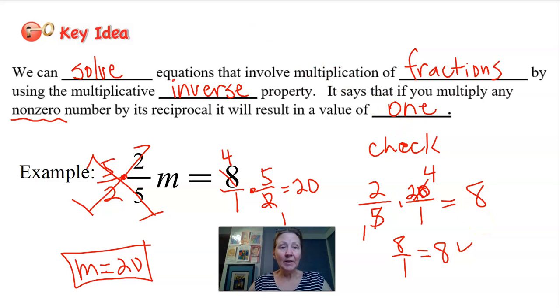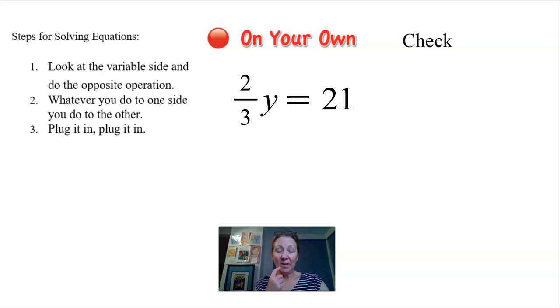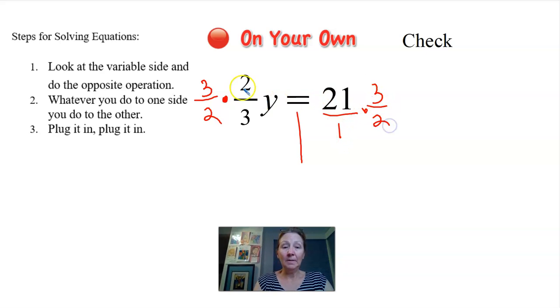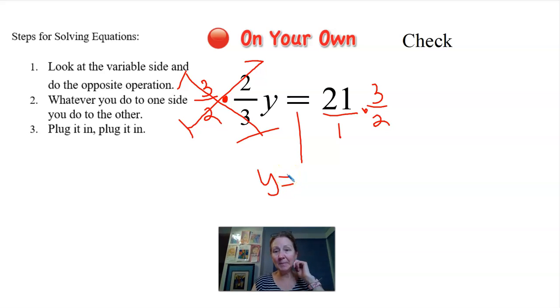Okay, now I've got an OYO for you. Try this one: 2/3 y equals 21. You're going to solve it, and you're going to check it. Look at the side with the variable. Multiply by the reciprocal. This cancels out as a giant 1. I'm left with y equals, this is going to be a decimal, because 2 does not go into 21. So when I multiply across, I get 63 halves.